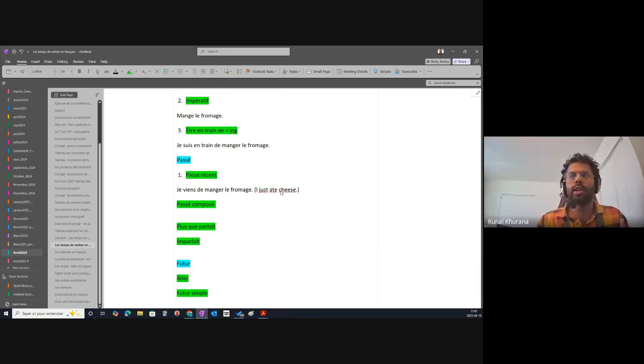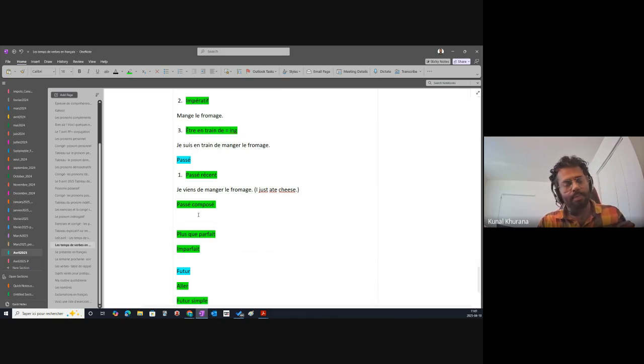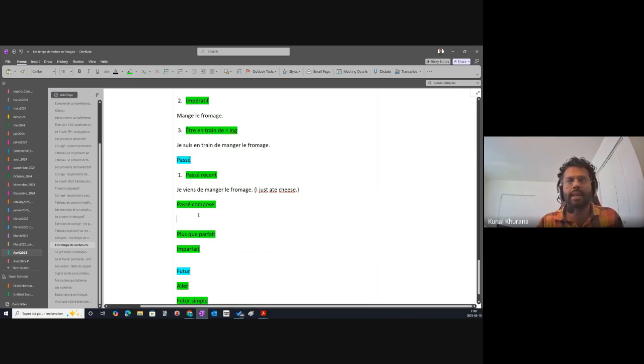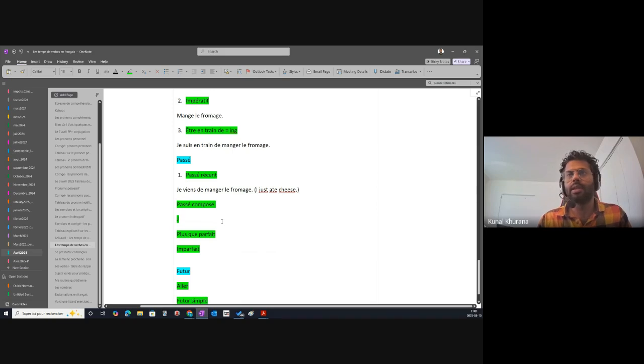Je viens de manger le fromage. Now let's talk about passé composé. So passé composé is past, could be recent past, could be yesterday, could be day before yesterday, could be a week ago. So we use auxiliary avoir mostly, but we tend to use être for 16 verbs. But keep in mind that manger does not come in the list of 16 verbs that we use to conjugate that, right? So how can I write that in passé composé, please?